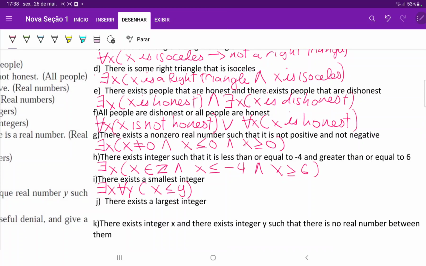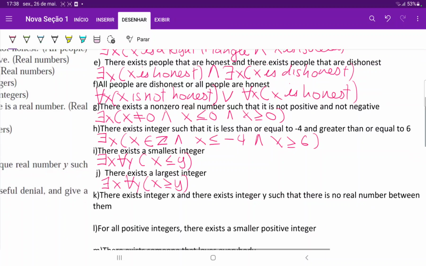And J, we also have an existential, so we're saying there exists an x such that for all y, x is greater than or equal to y. So there exists an x that is greater than all y. So that means that it's the largest.